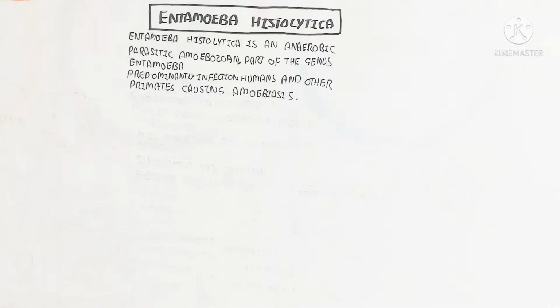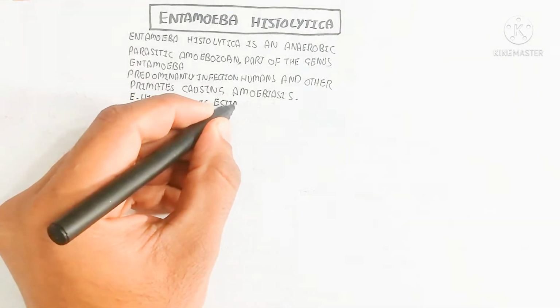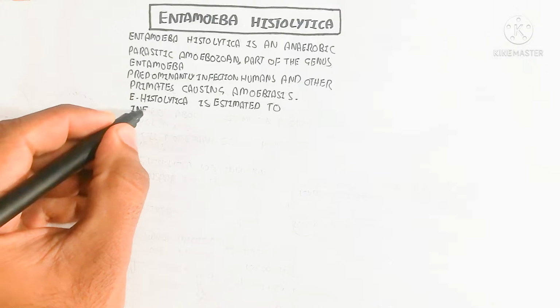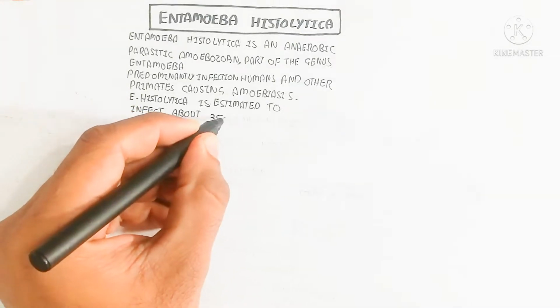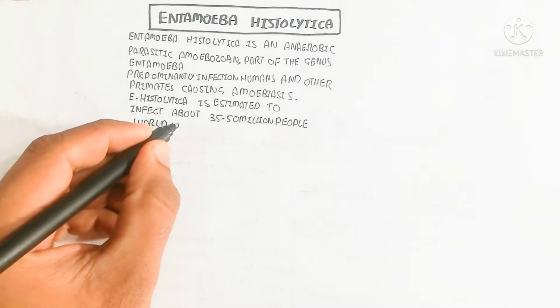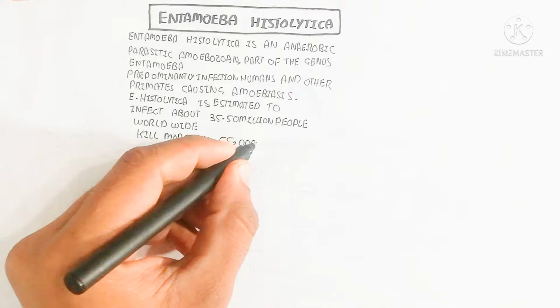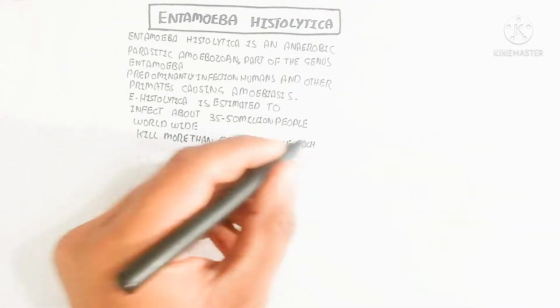It predominantly infects humans and other primates, causing amoebiasis. Entamoeba histolytica is estimated to infect about 35 to 50 million people worldwide and kill more than 55,000 people each year. So that is the information about Entamoeba histolytica.